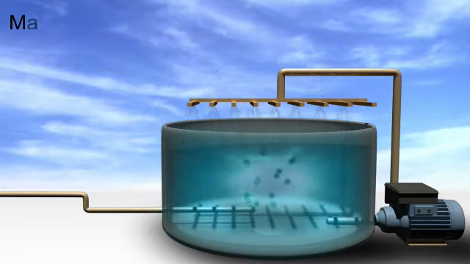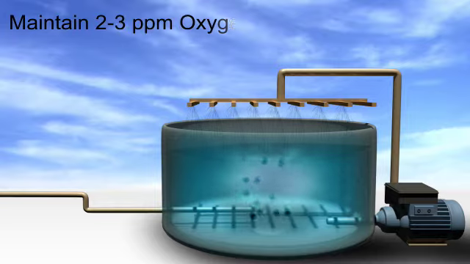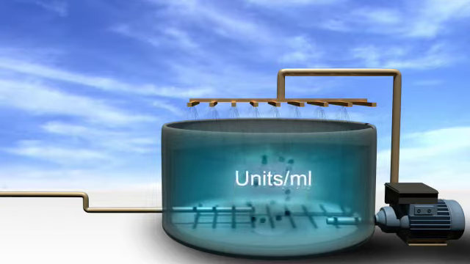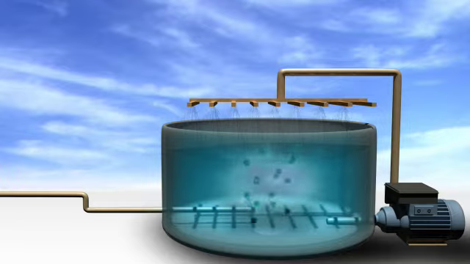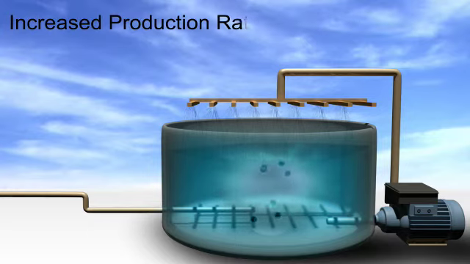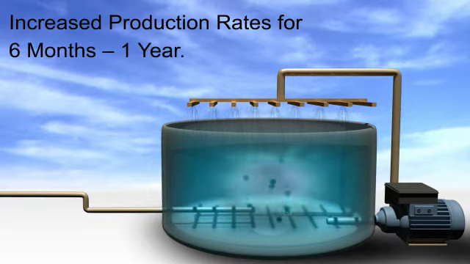Also, we need to maintain 2 to 3 parts per million oxygen to ensure that we have the proper oxygen levels to grow up the bacteria to the 10 to the 8th, 10 to the 9th colony-forming units per milliliter that will be quite necessary for the downhole application. This microphase product will be utilized for the longevity of the well's return so that we can see well returns with the increased production rate for 6 months to a year, ideally.